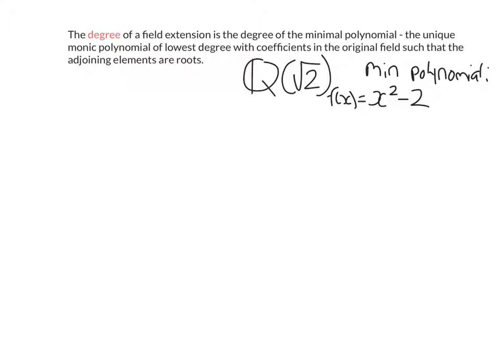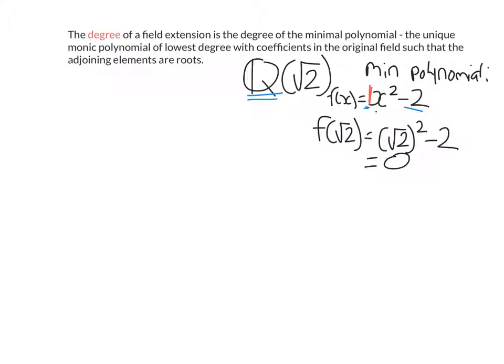Well, firstly, it's monic because the leading coefficient, the number in front of the highest power of x, is 1. So it needs to have coefficients in the original field. It does because 1 and negative 2 are both rational numbers. Root 2 is a root of this because if I substitute x for root 2, I get square root of 2 squared minus 2, which is 0. That's what a root is, a number that you can substitute for the variable to make the polynomial equal to 0. So it is a root. Now this is the polynomial of lowest degree that satisfies this because this polynomial cannot be reduced any further.